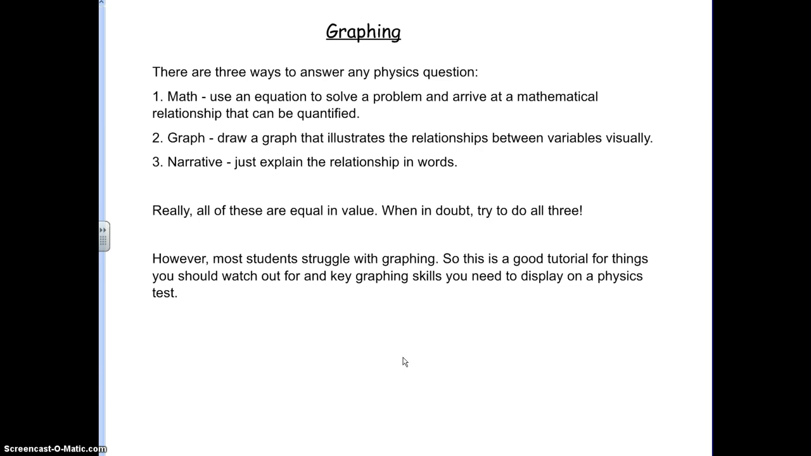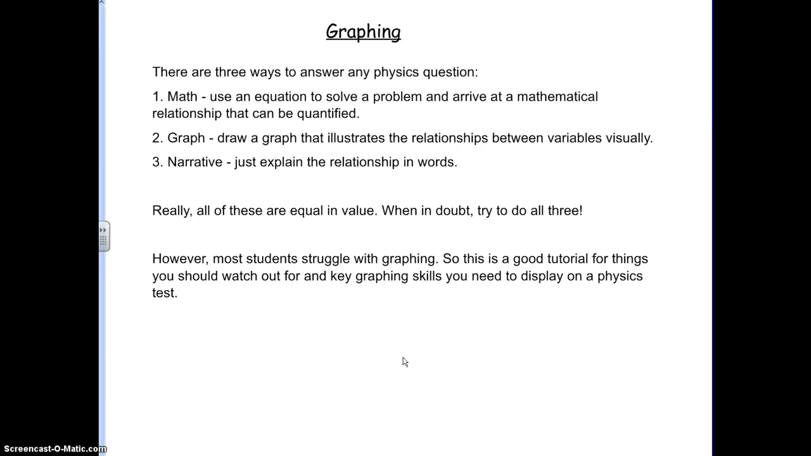But what I like about graphing is that we can easily take a graph and turn it into math. It's easy to get the math from a graph, but it's just as easy to take a graph and turn it into words. So it kind of bridges the gap between math and some narrative way of explaining it.